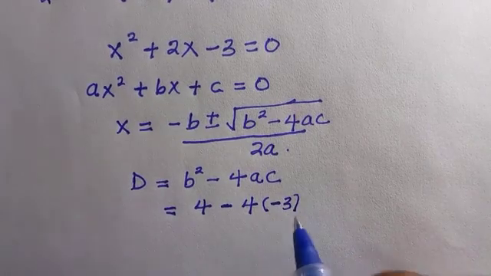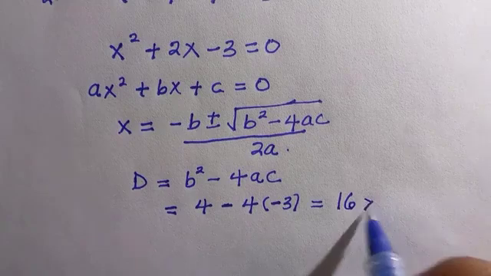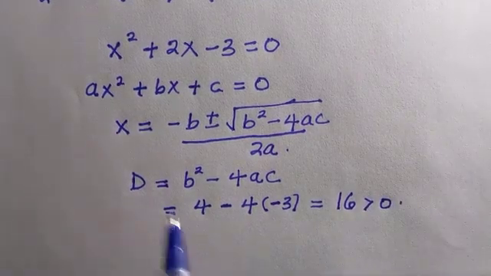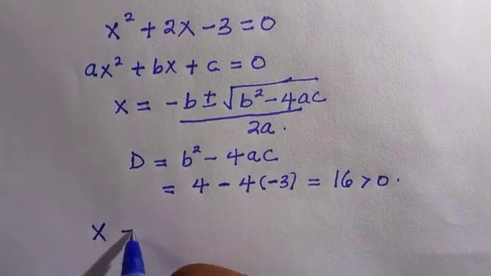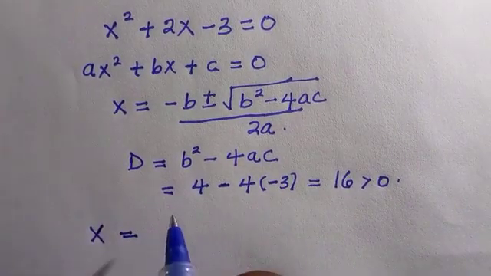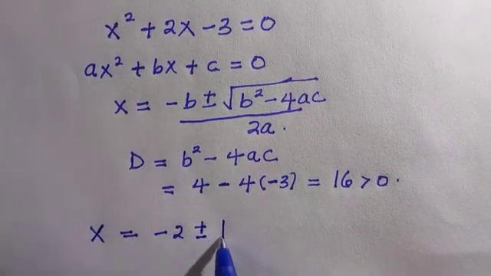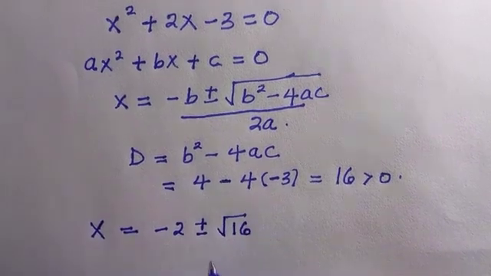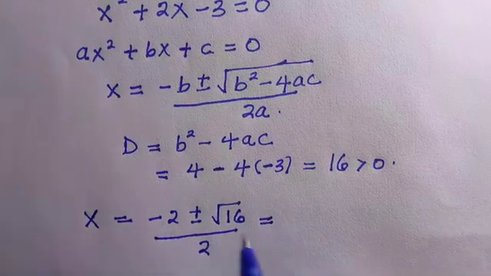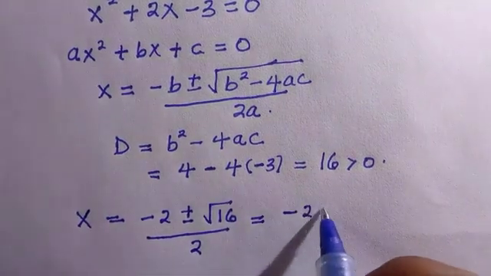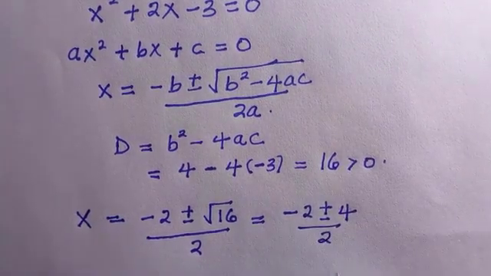And the entire of this becomes 16, and we know 16 is greater than 0. So anytime the discriminant is greater than 0, we know the value here is going to be real, as we have x is minus 2 plus or minus the square root of 16, all divided by 2. This is equivalent to minus 2 plus or minus 4, divided by 2.